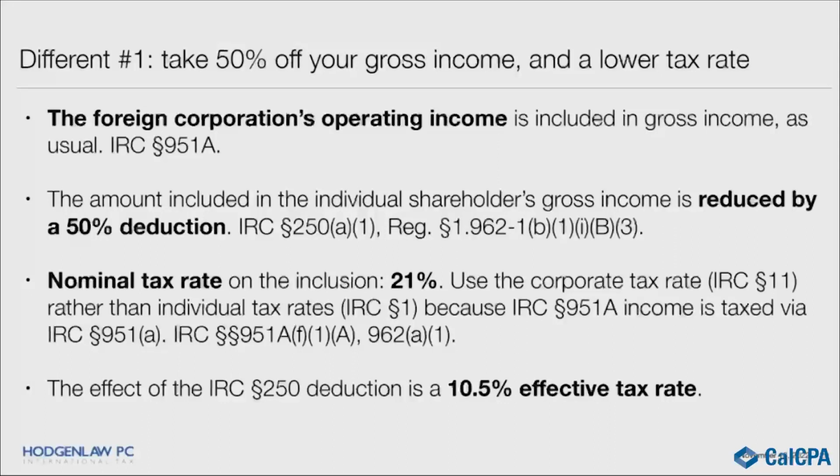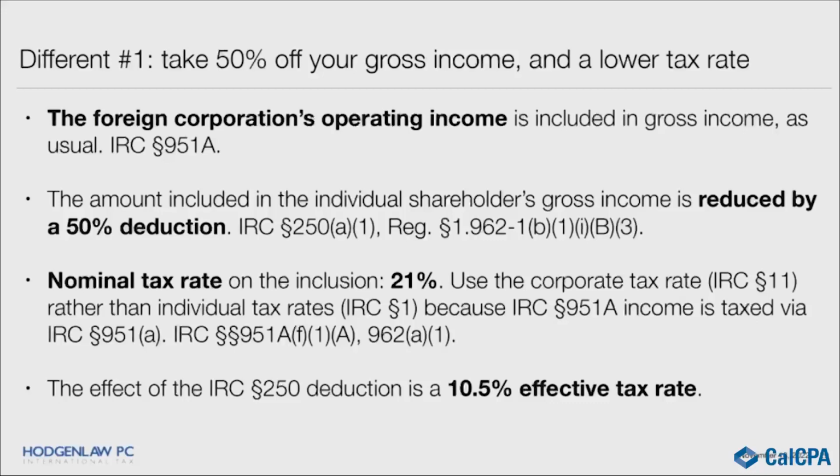The first thing is you continue to include all of the operating income as well as the subpart F income in your gross income as a U.S. shareholder. So that's normal. Second thing that happens, which we didn't see before, is you get an arbitrary and completely made up 50% deduction against that gross income inclusion. And this is section 250.